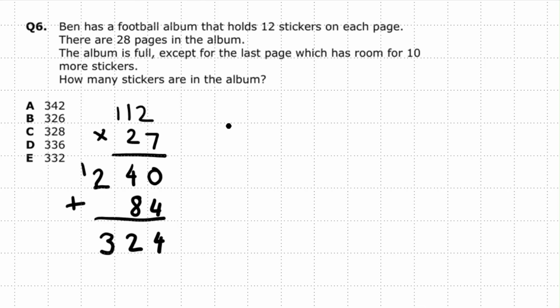Now the last page has 2 stickers, because 12 minus 10 equals 2. We need to add 324 plus 2, which is 326. So we know that 326 is the answer, which we can find in B.